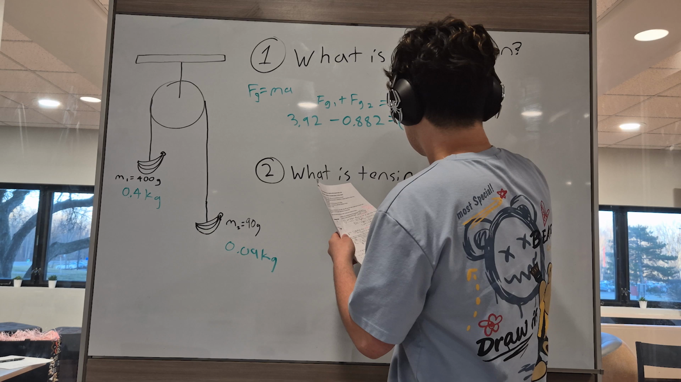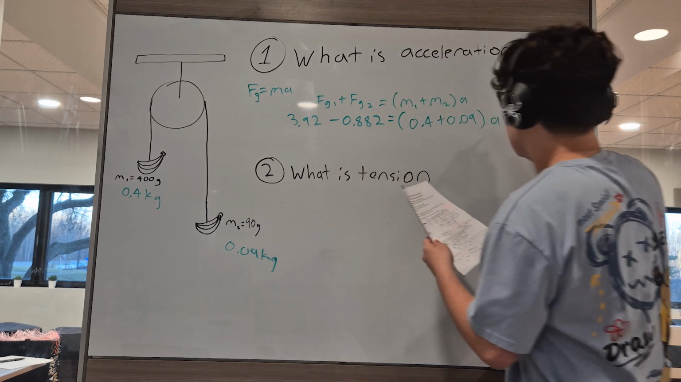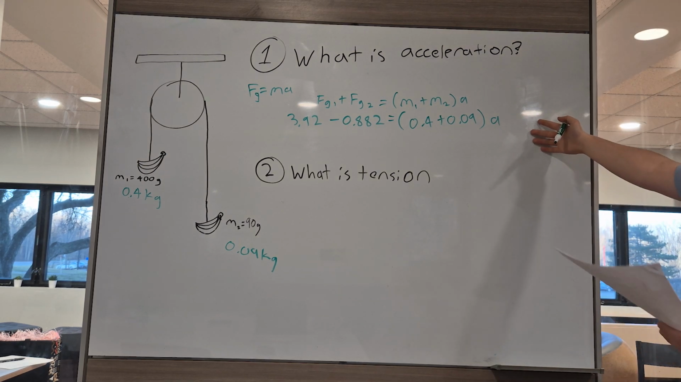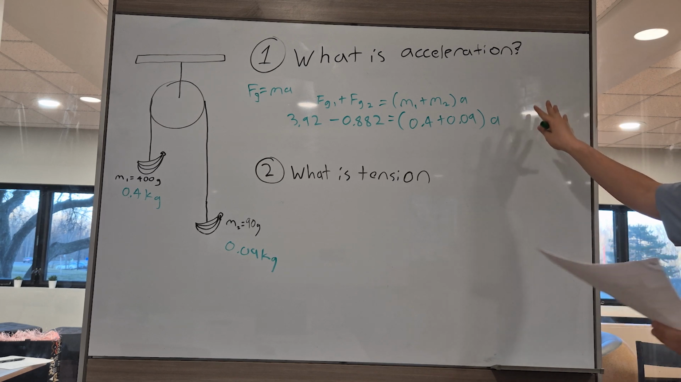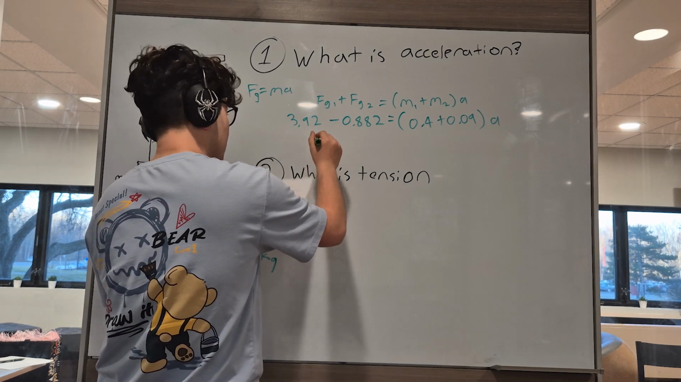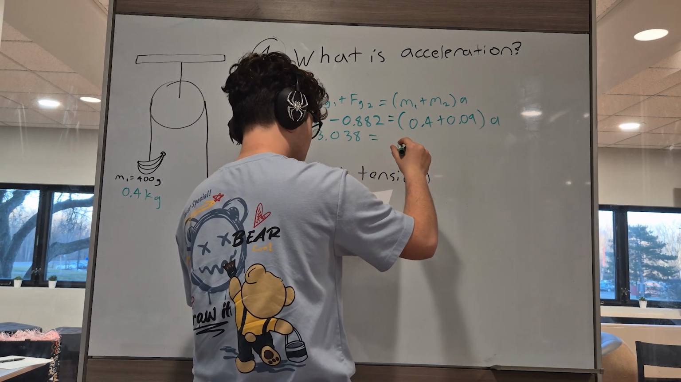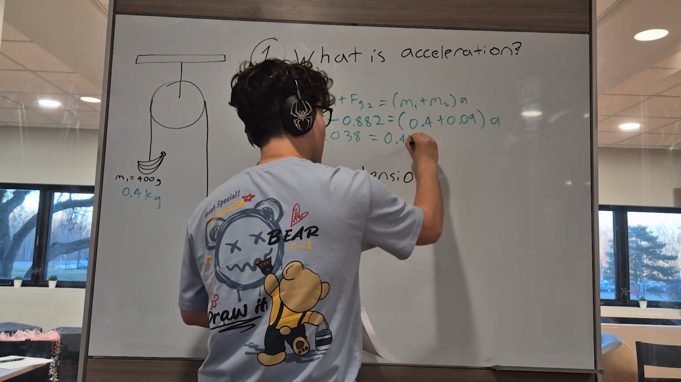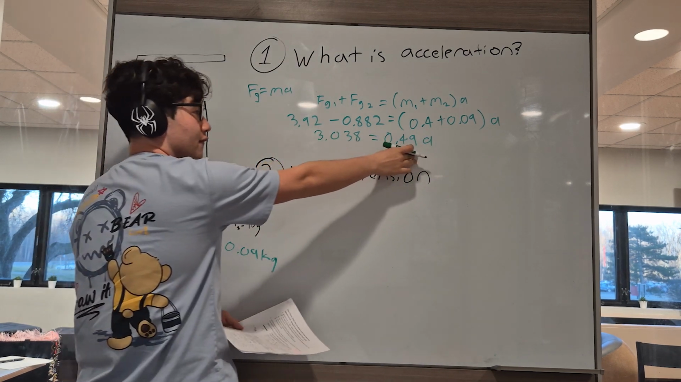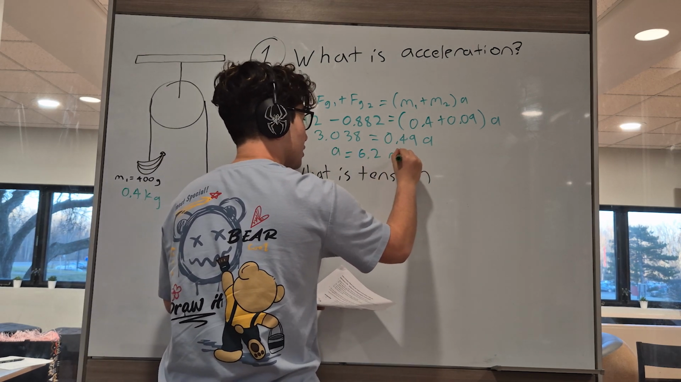So then our original masses are 0.4 kilograms plus 0.09 kilograms, times A. So now we have our actual equation to find acceleration, and now we just need to move things to the other side. So 3.92 minus 0.882 should be 3.038, which is equal to 0.49 A. And then once we divide 3.038 by 0.49, we get A is equal to 6.2 meters per second.